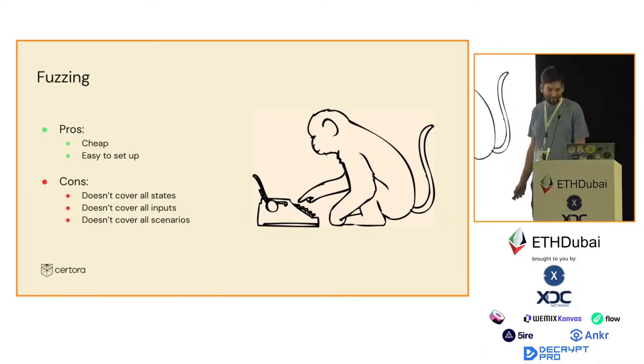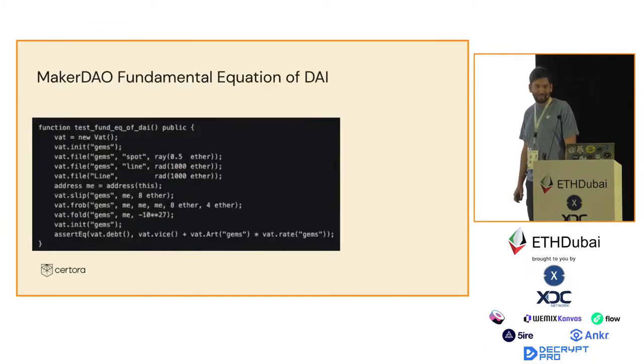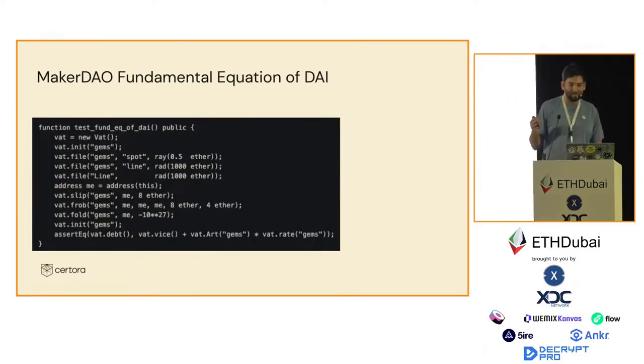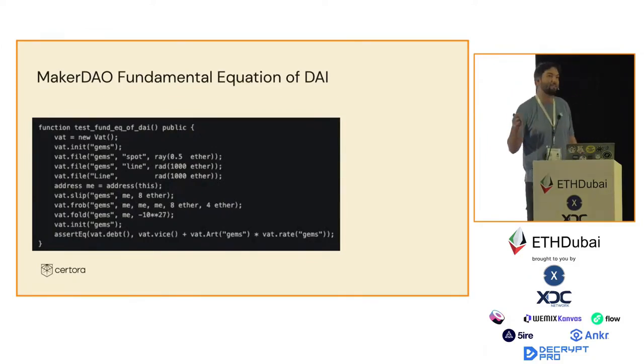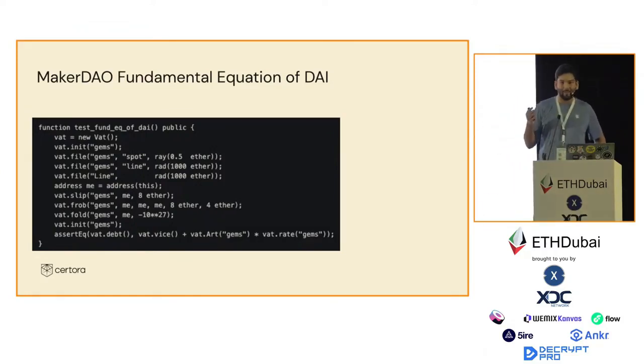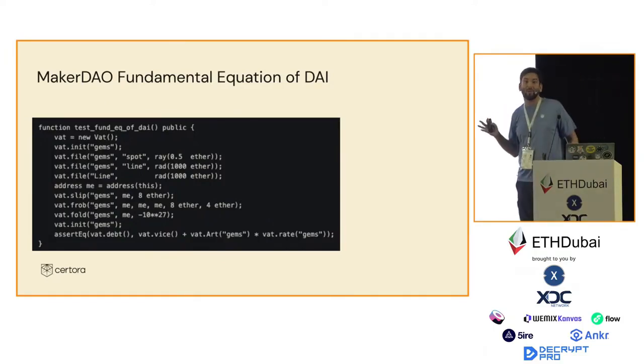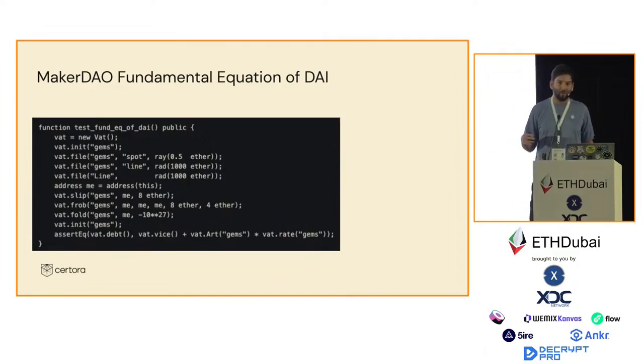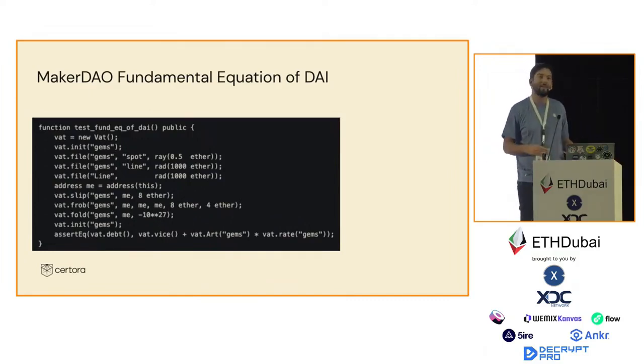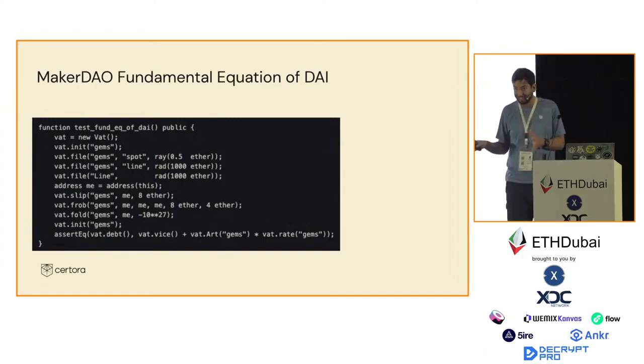Can we do better? I'll give you some motivation for it. MakerDAO have a stablecoin called multi-collateral DAI. And quite recently, they found out that something that they thought should always be true about their token is wrong. It was called the fundamental equation of DAI that should tell you what is the ratio between the debt and the amount of tokens that there are. I'm not even going to explain what that equation is.